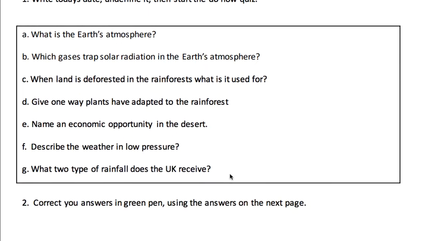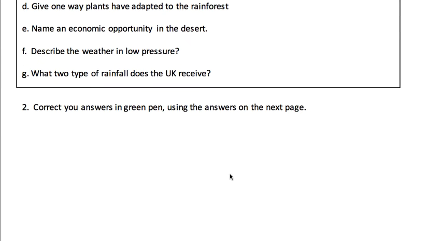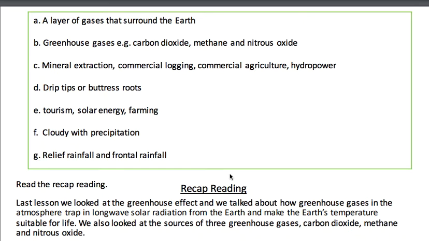Okay, let's green pen our Do Now quiz then. So, correct your answers in green pen using the answers on the next page. Let's scroll down. The answers for the Do Now quiz are in the green box.